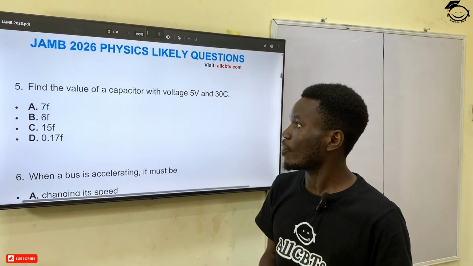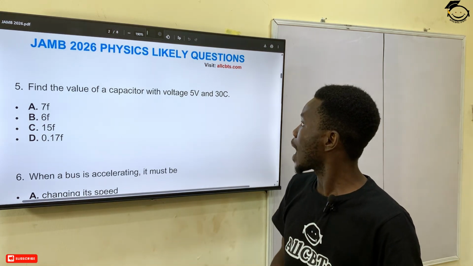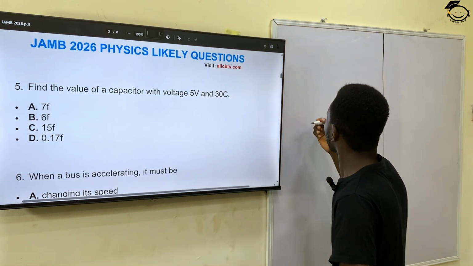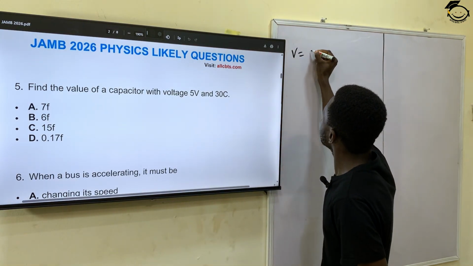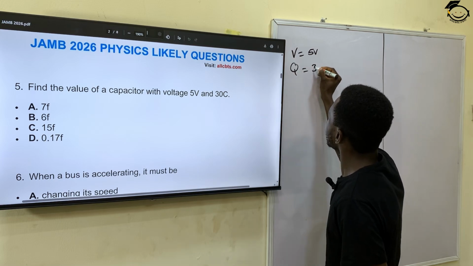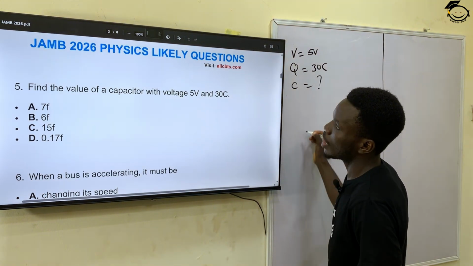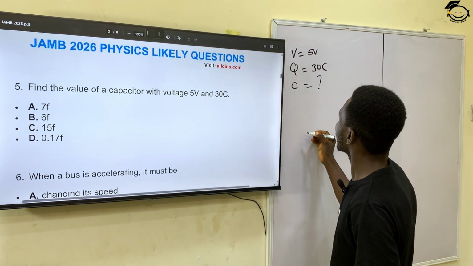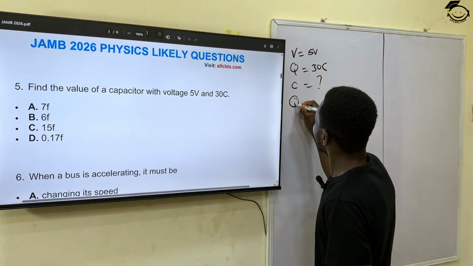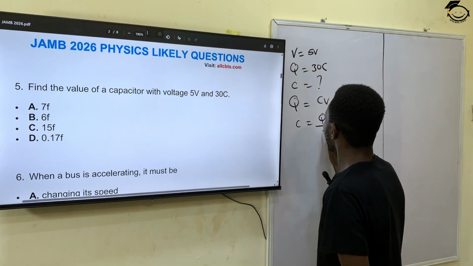Moving on to question number 5, it says, find the value of a capacitor with voltage 5 volts and 30 coulombs. So we have the voltage of this capacitor as 5 volts, and we have the quantity of charge as 30 coulombs. And we know that the capacitance is unknown because we have to find the value of the capacitor, which means the capacitance. So, we know from our formula that Q is equal to CV. This means that my C is equal to Q over V.